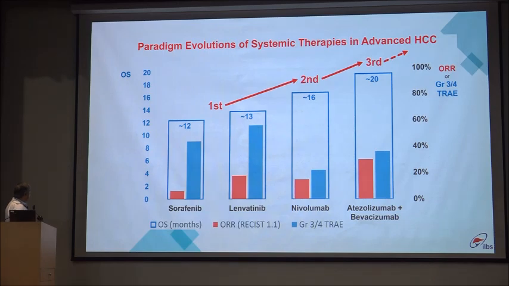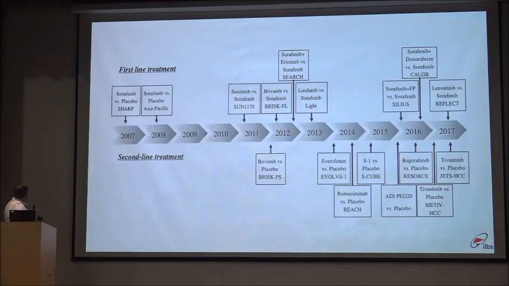This is the evolution of systemic therapies in advanced hepatocellular carcinoma. It started with sorafenib, then lenvatinib, nivolumab, then atezolizumab, bevacizumab, etc. Next. This is also the journey of second-line treatment, which began from 2011 onwards.